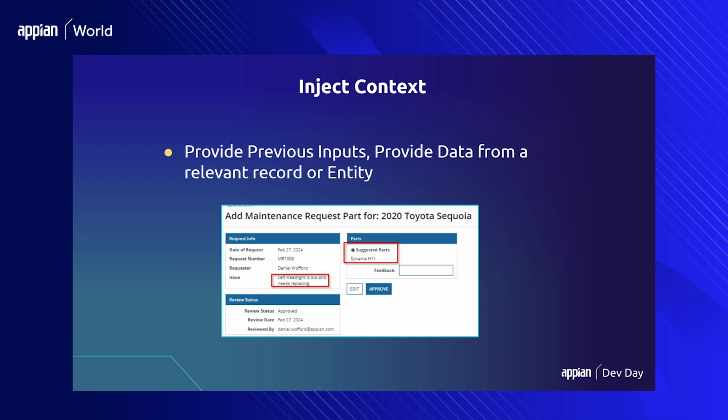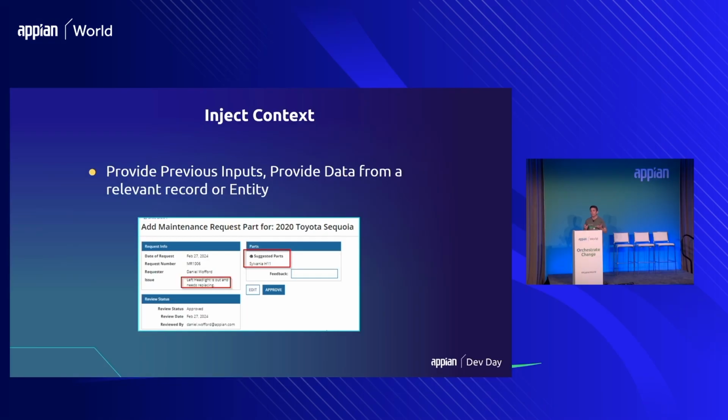So inject context. Inject context is actually really key. Your model needs data to make a decision. This is data that already lives in your data fabric, data that already lives in the systems that you integrate with. You just need to bring this data into Appian and put it in the prompt builder. You get a ton of characters to work with, I think close to 100,000 characters. So there are a lot of use cases you can open up by simply injecting your context.